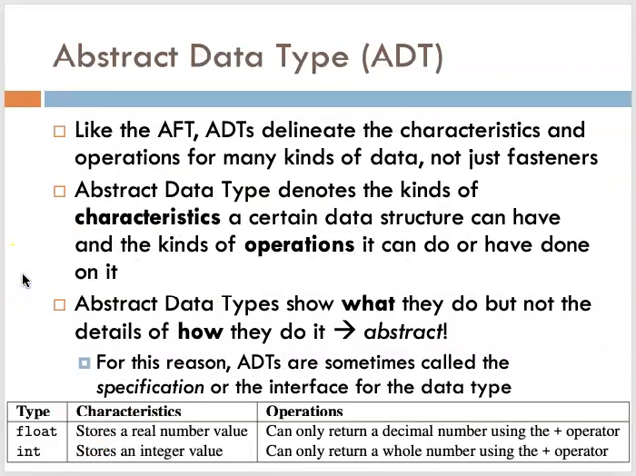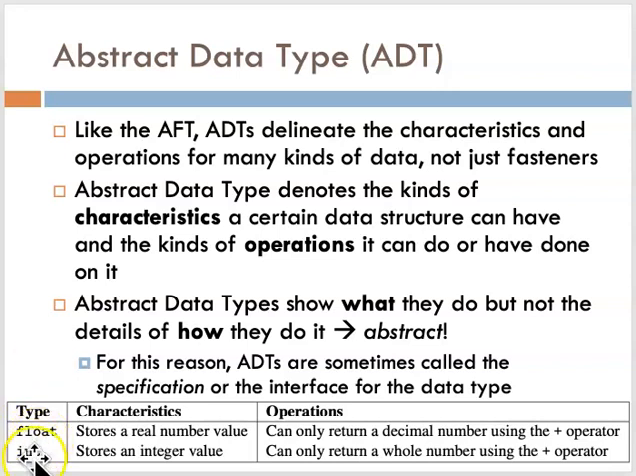And it turns out this idea of an abstract data type is just like the abstract fastener type. And abstract data types delineate the characteristics and operations for all kinds of data, not just for fasteners, right? And so this abstract data type denotes the kinds of characteristics a certain data structure can have, and also the kinds of operations that it can do or have done on it. The abstract data types show what they do, this is the important part, but not the details of how they do it. This is why they're abstract. We're ignoring those details that we deem to be unessential in this case. And for this reason, the abstract data types are sometimes also called the specification or the interface for the data type as well.